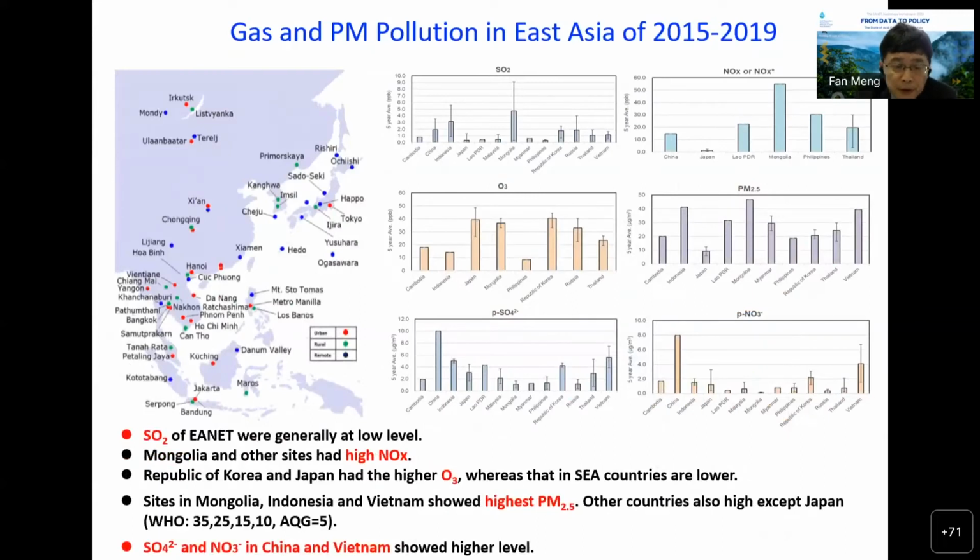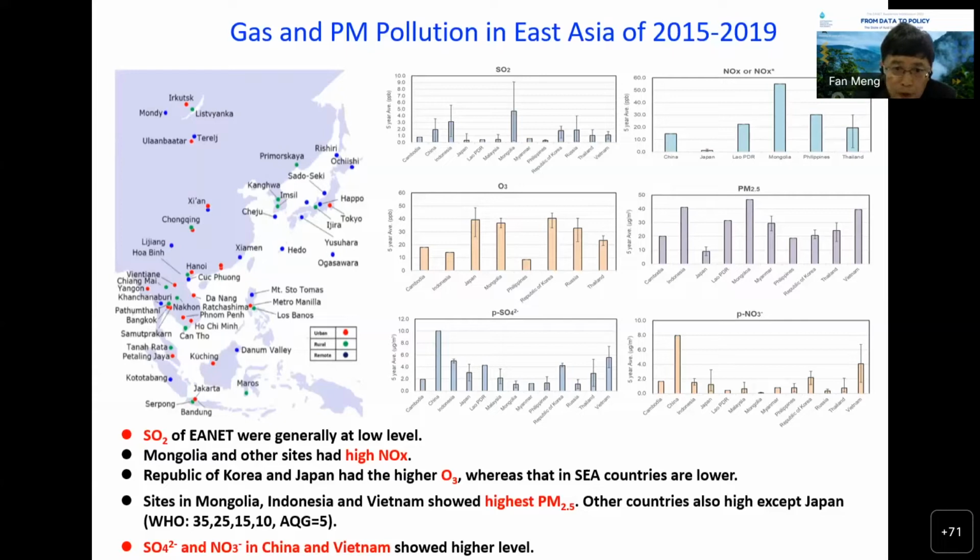This slide shows the air pollution concentration in East Asia from 2015 to 2019, 5 years. For sulfur dioxide, most sites are at a very low level, even in Northeast Asia. The sulfur dioxide concentration decreased, and currently sulfur dioxide is not a big issue. But NOx is still high, especially in Mongolia, where we found it very high. Also in the Philippines and Thailand, we found a high NOx problem.